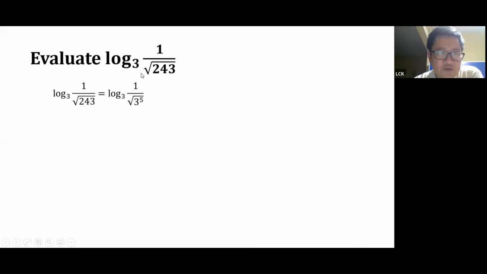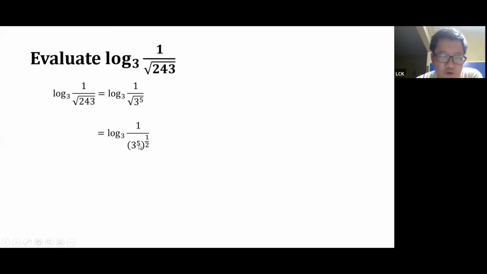Okay, let's do this question. Evaluate log base 3 of 1 over square root of 243. And if you remember fairly quickly, you will remember that 3 to the power of 4 is 81, and 3 to the power of 5 is 243. So 243 is 3 to the power of 5, and that's what I've transformed it to be here. So 243 has become 3 to the power of 5. All right, and square root is really to the power of half. So I've transformed the square root here to the power of half here.